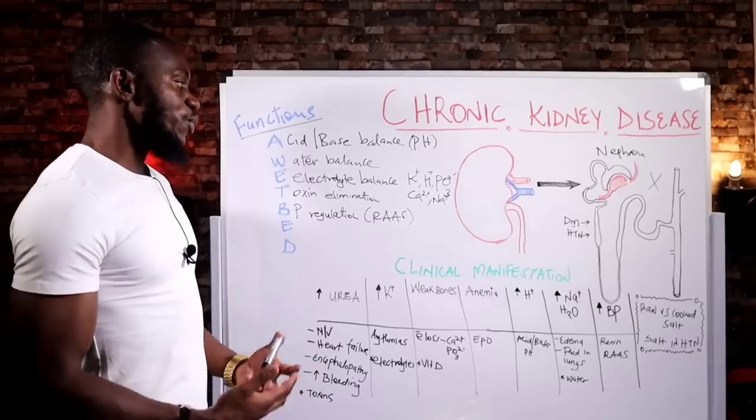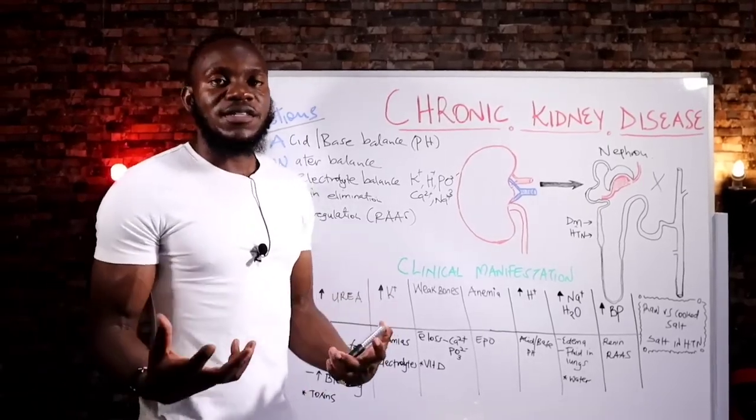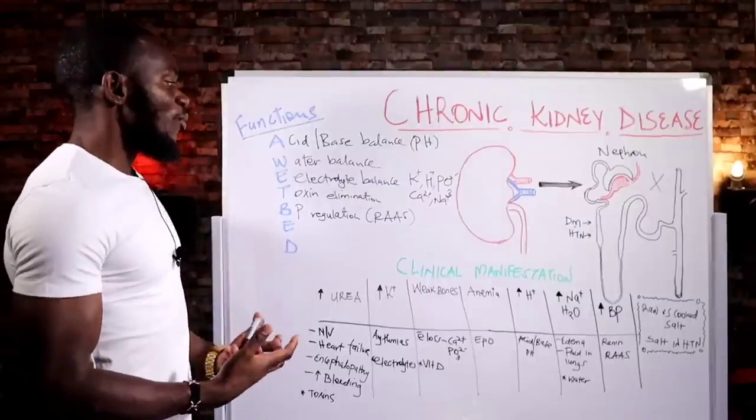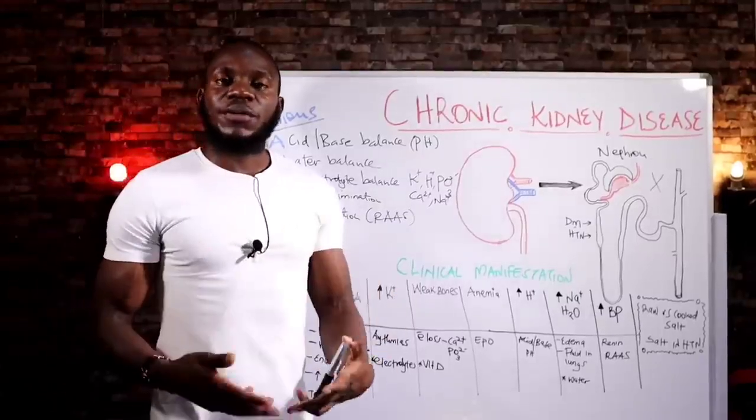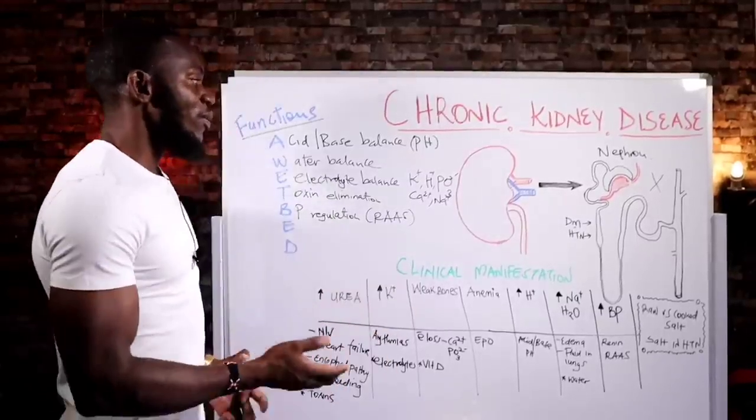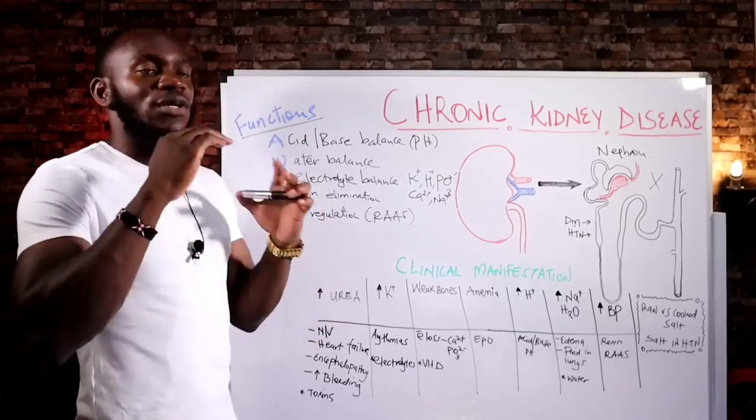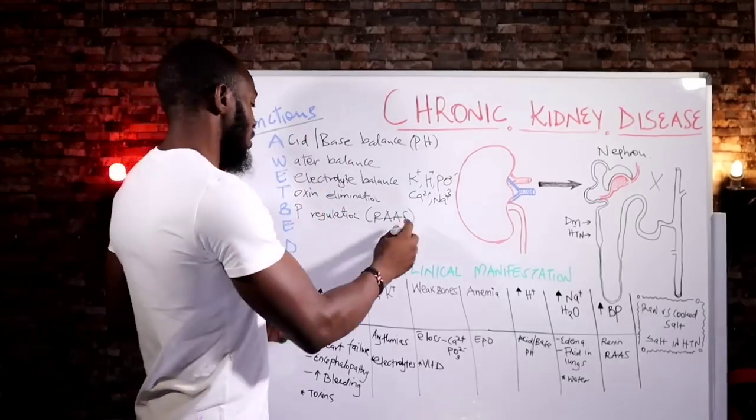The inverse is true. When you have low blood pressure, there are sensors in the kidney that detect the low blood pressure, and therefore the kidneys start to reabsorb sodium and water, and therefore your blood volume goes up and your blood pressure goes up. So that is blood pressure regulation.